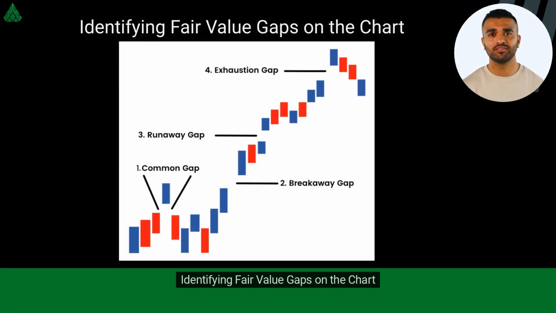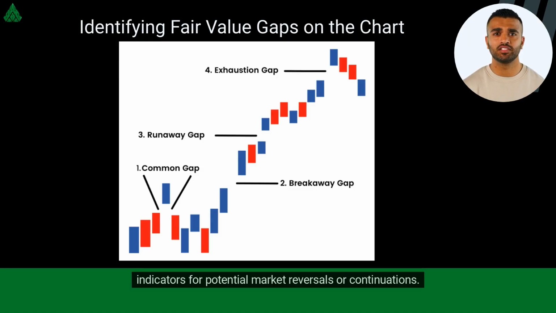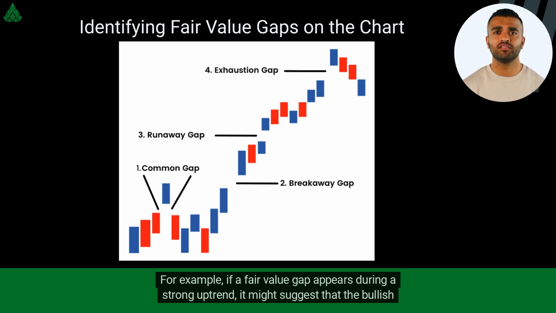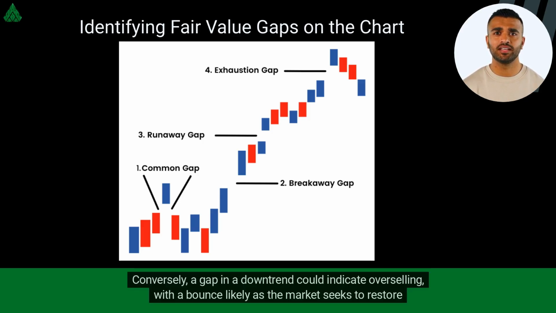Identifying fair value gaps on the chart. These gaps can be found on various time frames, from minute charts to daily charts, and can serve as reliable indicators for potential market reversals or continuations. For example, if a fair value gap appears during a strong uptrend, it might suggest that the bullish momentum is overextended and a correction is due. Conversely, a gap in a downtrend could indicate overselling, with a bounce likely as the market seeks to restore balance.